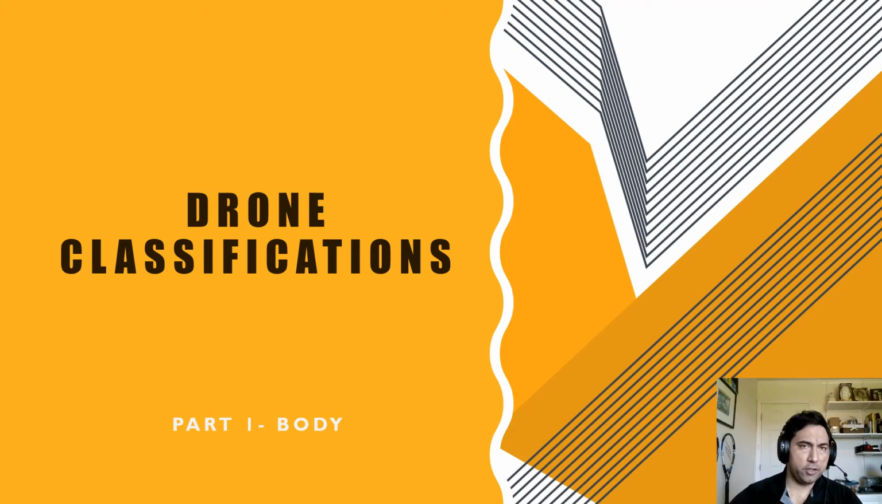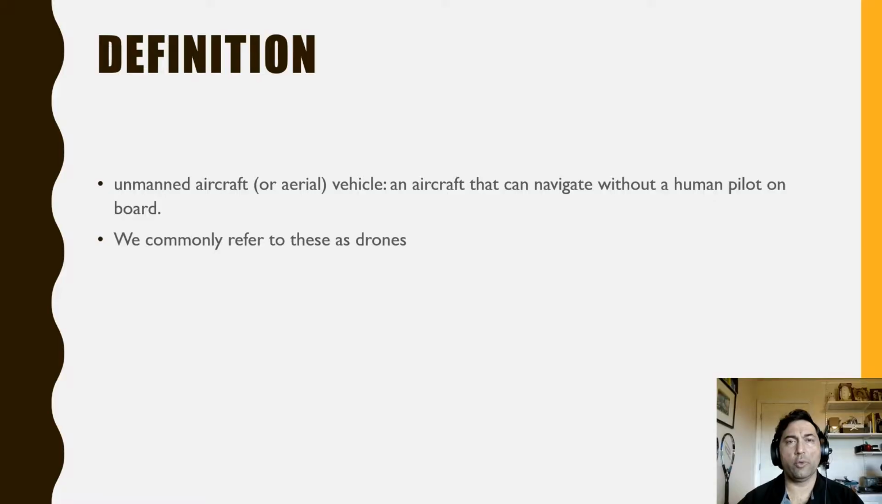So today we're going to talk about drone classifications. There are many ways to talk about and classify a drone. When we say drone, we're referring to what is known as an unmanned aerial vehicle, most commonly referred to as a UAV. Now, that's any aircraft, no matter the shape or size, that can navigate without a human pilot inside or on top of the drone.